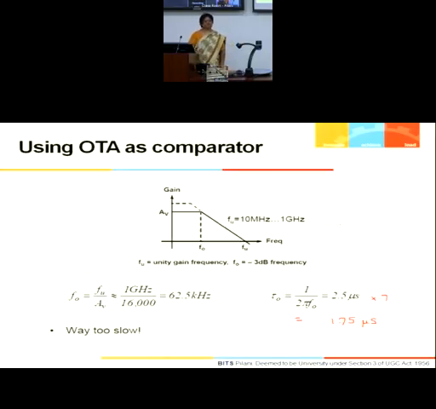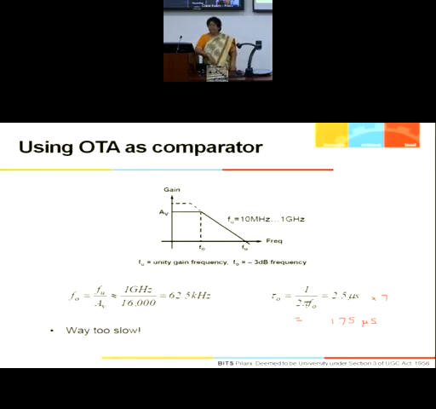A very simple example: if your op-amp has this kind of frequency response where your 3 dB frequency is, say, 10 megahertz, and FU, the unity gain frequency or UGB, is 1 gigahertz. We know FU is simply gain times F0. So for 1 gigahertz of FU, F0 comes out to be 62 kHz. That is, tau is coming out to be 1.5 microseconds. I will assume it to be a very slow comparator, microseconds.